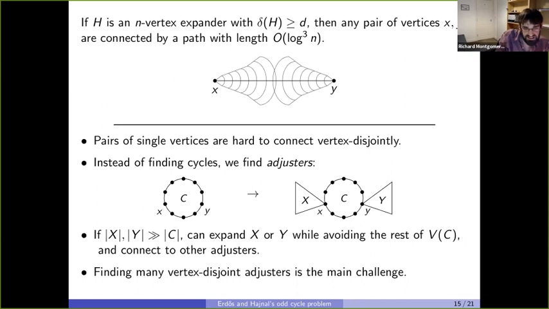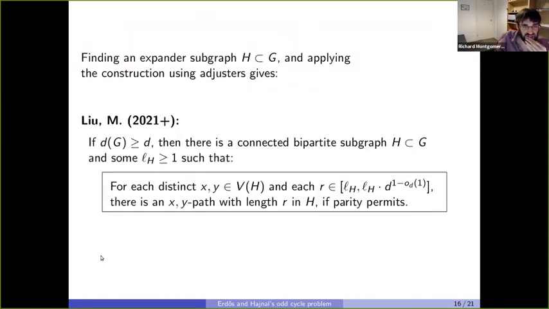Finding many of these is the main challenge behind our work. So I won't go into this main challenge anymore for the moment. I'll just say that finding this expander subgraph H in G, which can be much smaller than G, we can find it. Then applying our construction using the adjusters gives the following result. So this is the technical result I mentioned that was behind the main result on even cycles.